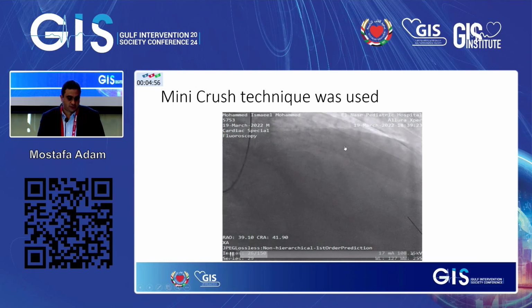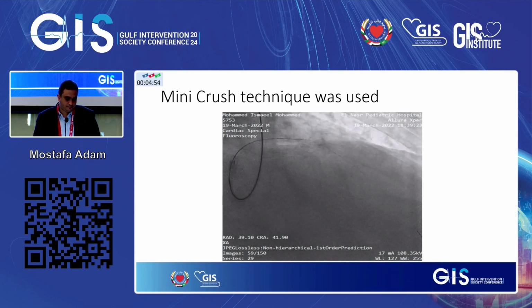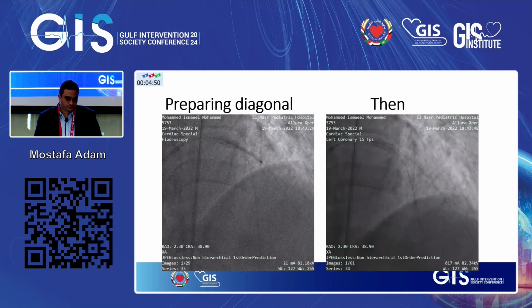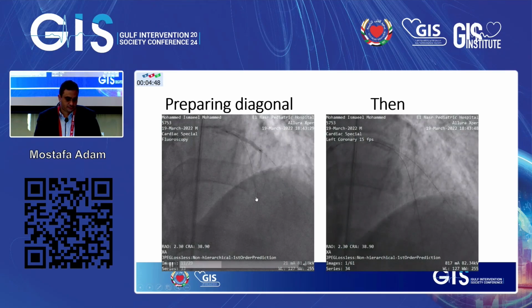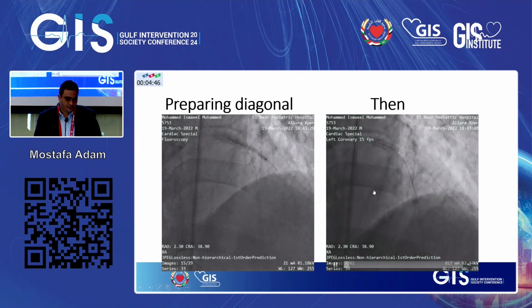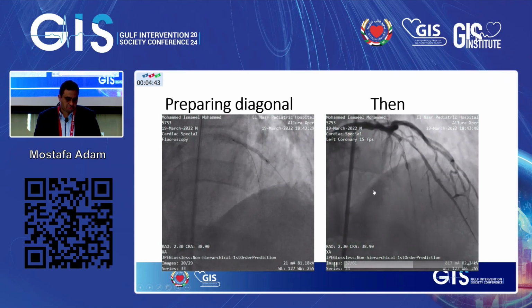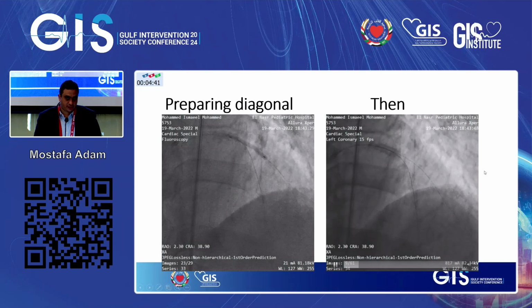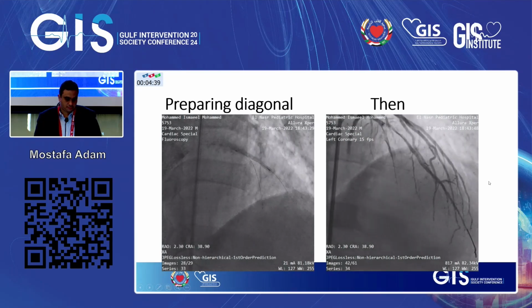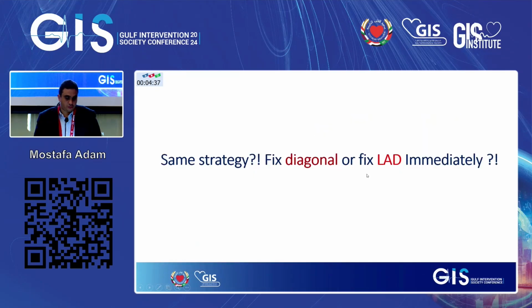So we start with the mini crush technique. Here we are crossing to the diagonal branch, preparing it, then the occlusion increased in the LAD. So, continue our strategy, or fix LAD, or fix diagonal? So, what do you think? Stable.